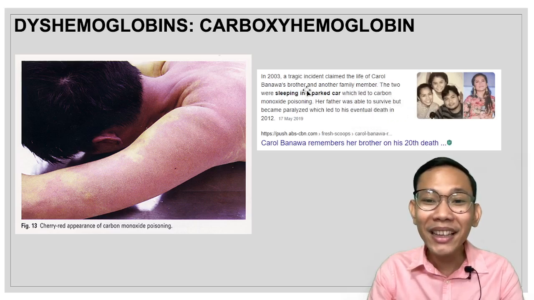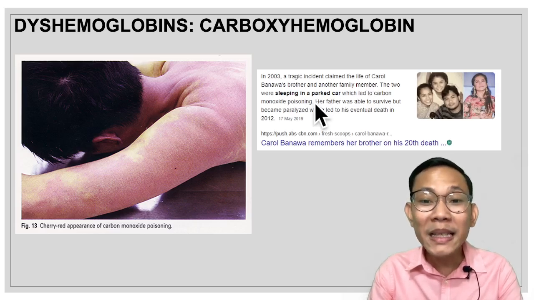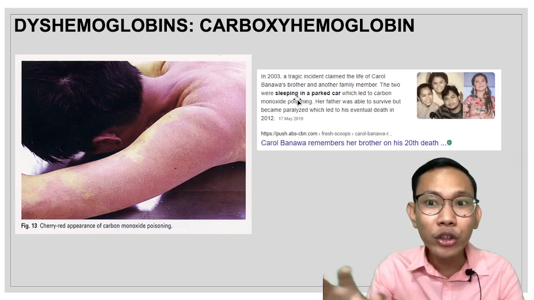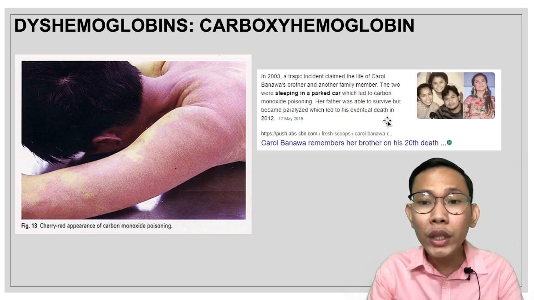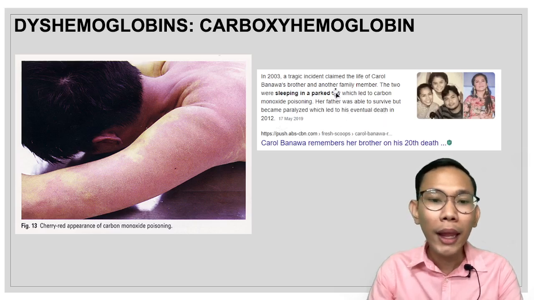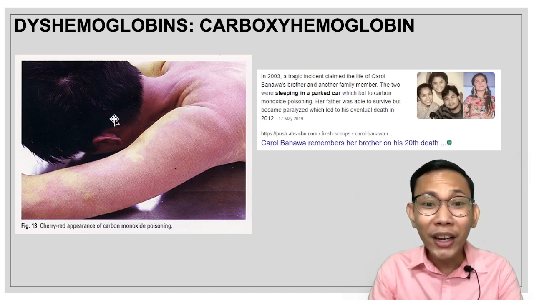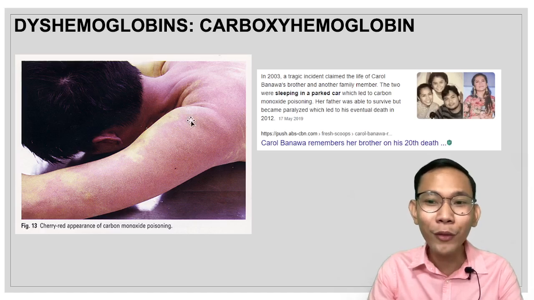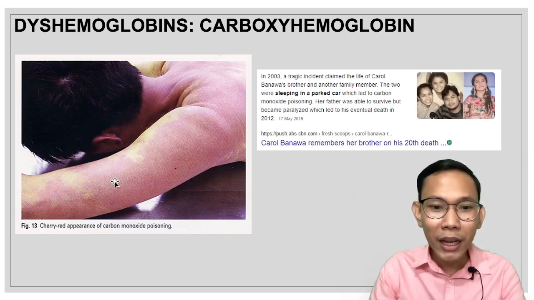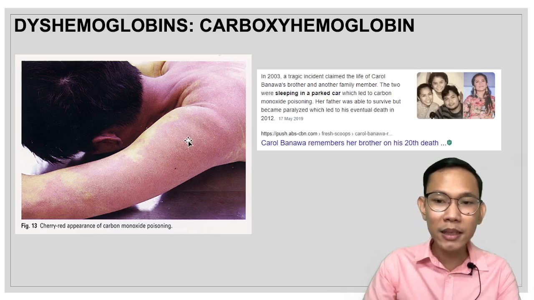And what happens is that this carboxyhemoglobinemia, a tragic incident, claimed the life of Carol Banawa's brother and another family member. So the two were sleeping in a parked car which led to carbon monoxide poisoning because there is a leakage sa kanilang car, and her father was the only survivor but became paralyzed which led to his eventual death. And again, ito yung sinasabi natin na cherry red appearance of your carbon monoxide poisoning. Of course, this is not the brother, another picture ito, baka sabihin nyo, ito yung brother niya. Of course, this is another picture. This is no representation of a cherry red appearance.